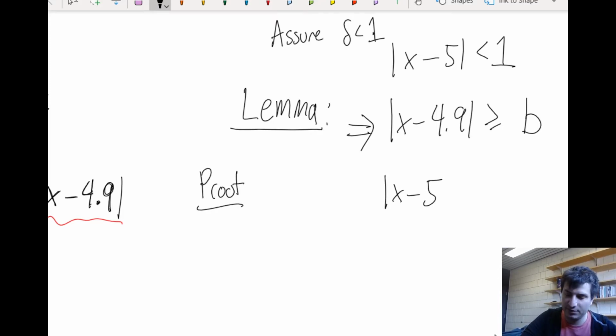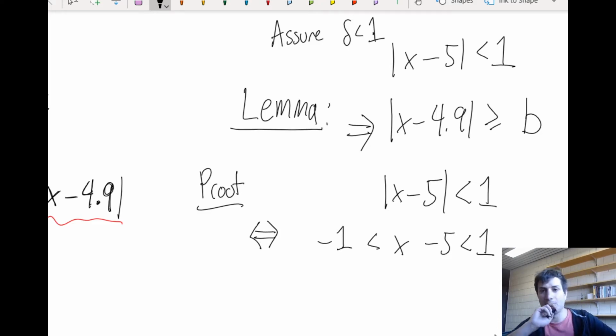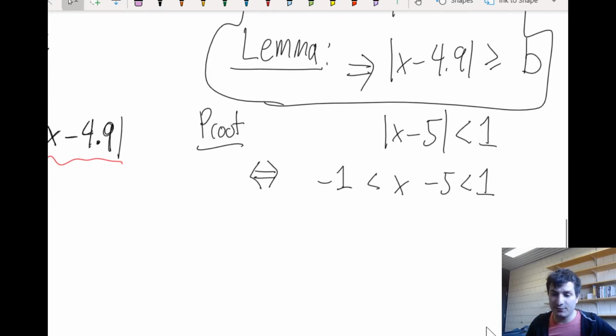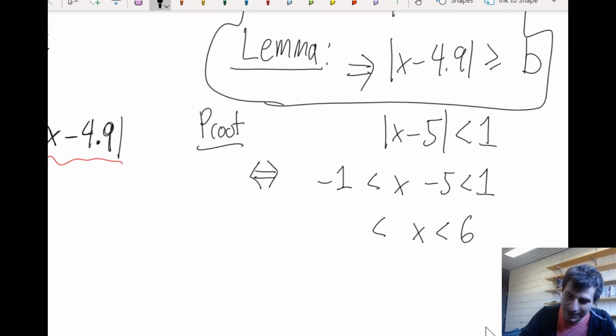x minus 5 is less than 1 and is bigger than minus 1. That's something wrong there. Okay, here, I kind of did 2 lines at once. Let's fix it. 1 and minus 1. Okay, so we're starting at x minus 5 less than 1. We're assuming delta is less than 1, and we want to get to x minus 4.9. How do I get to 4.9? I'm just going to do it in 2 steps to be safe. I'm going to add 5. So I get 6, and then adding 5, I get 4. So x is between 4 and 6.